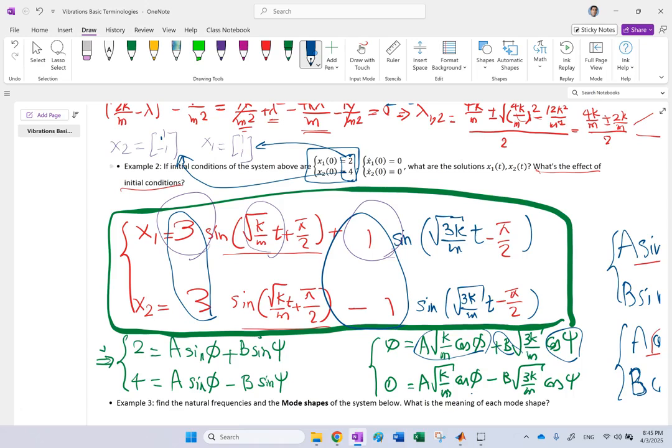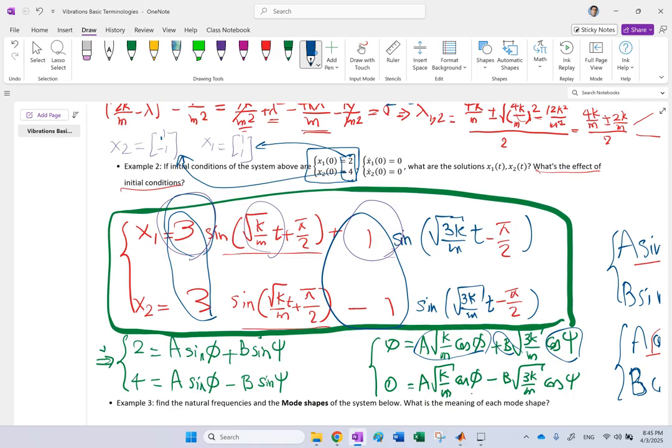So the closer the initial condition is to one of the mode shapes, that frequency will get a bigger weight in the solution. The further away it is from it, the more dissimilar it is from that mode shape, that frequency will get a what? Will get a smaller weight in a free vibration solution.